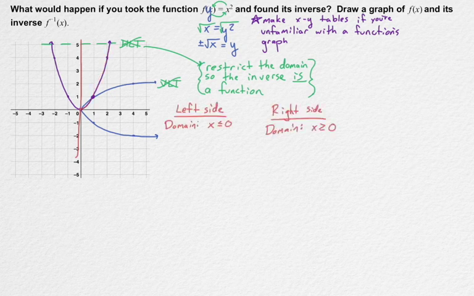And that's going to change what we get for the inverse. So if I were to keep the left half here, if you think of reflecting that over the line y equals x, that would give me the bottom half of the square root graph. That means f inverse of x would be the negative square root of x.